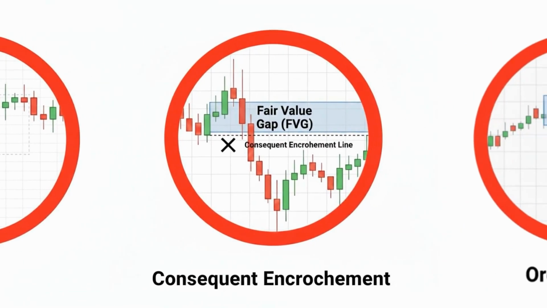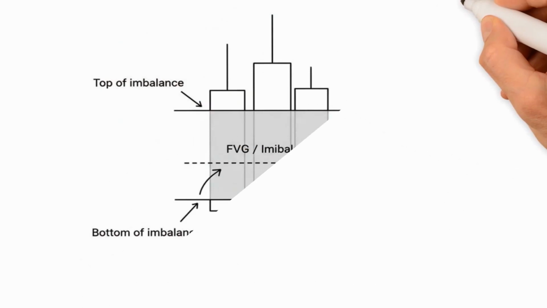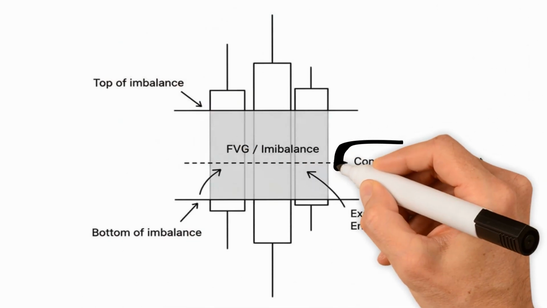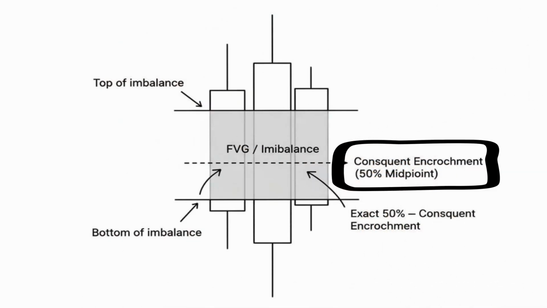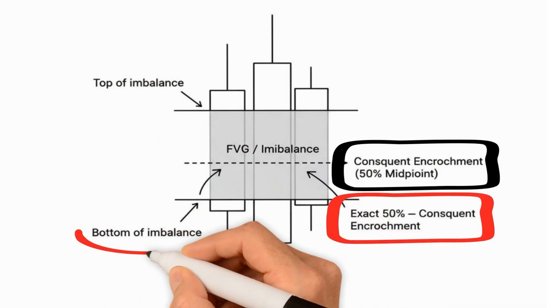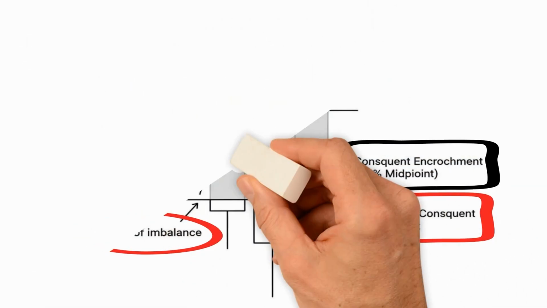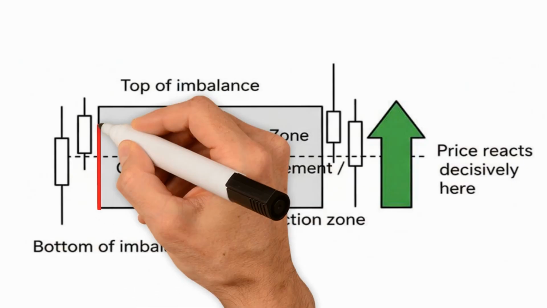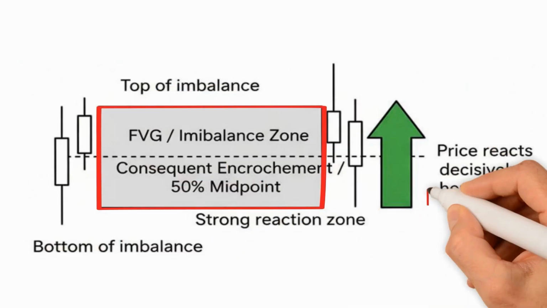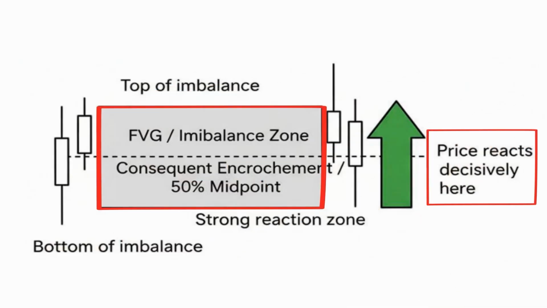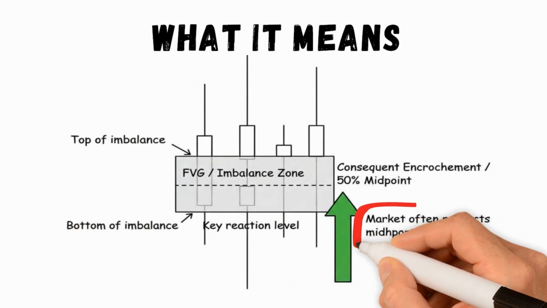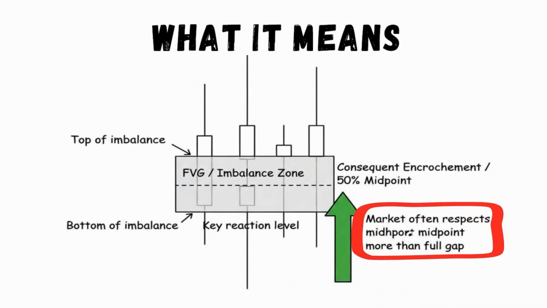Consequent encroachment. Consequent encroachment is ICT's term for the midpoint of a fair value gap, exactly 50% between the top and bottom of the imbalance. While the whole FVG can be used as a zone, this midpoint is often where price decisively reacts. What it means: the market respects the midpoint more than the full gap in many cases.